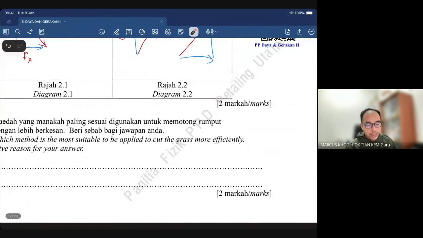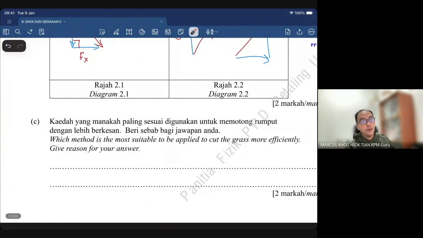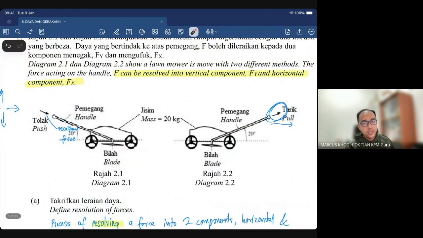So which method is the most suitable to cut grass more efficiently? I think this is a logical question. You don't even have to think so much. Of course, you want to cut grass, right? You have to push the lawnmower downwards. Pulling it can make the lawnmower move, but pulling it just makes the lawnmower go higher, which you don't want.